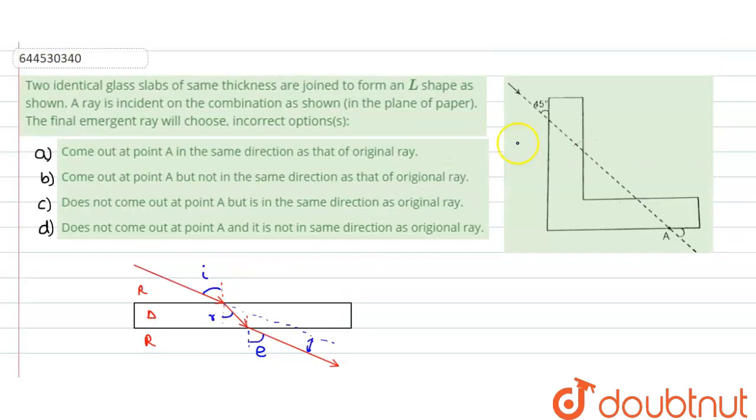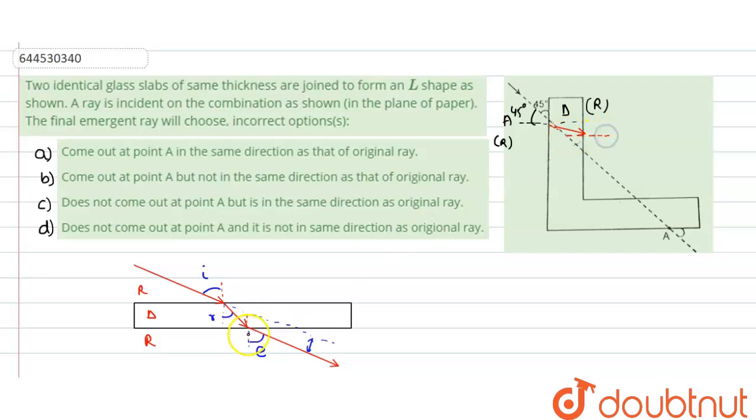Now here, we can see that these two are parallel surfaces. Here there is air, this is our glass, so air is the rarer medium, glass is the denser medium, and again air is the rarer medium. At this interface we draw a normal. The light ray comes at an angle of 45 degrees from the surface, and this is our angle of incidence. Since it goes from the rarer to the denser medium, it bends towards the normal.